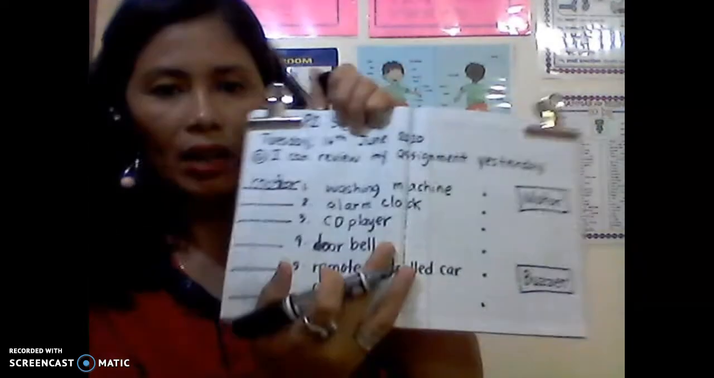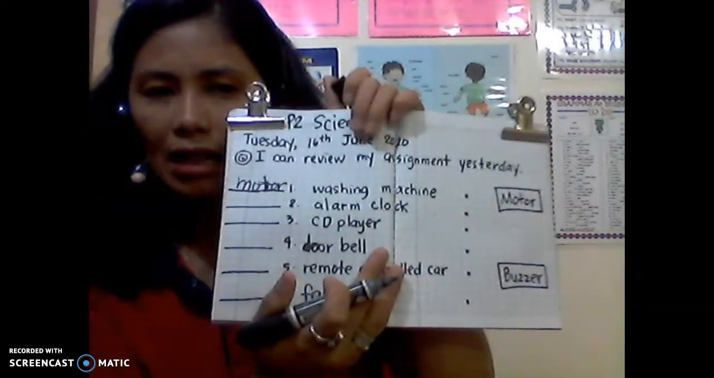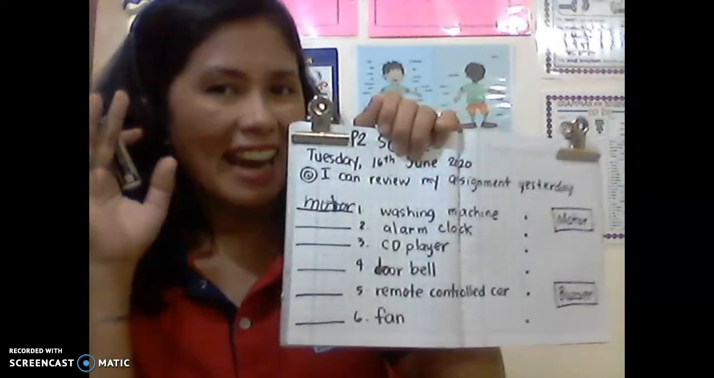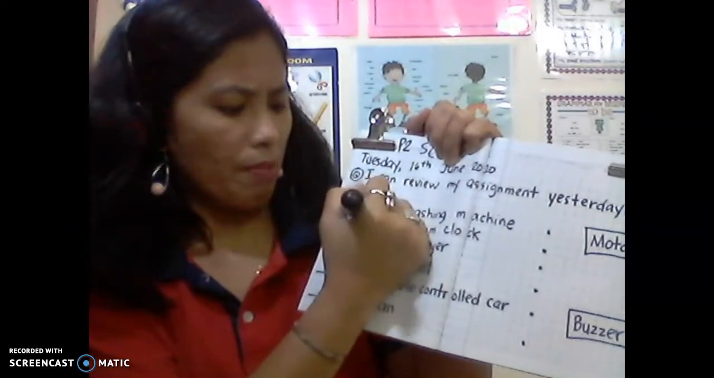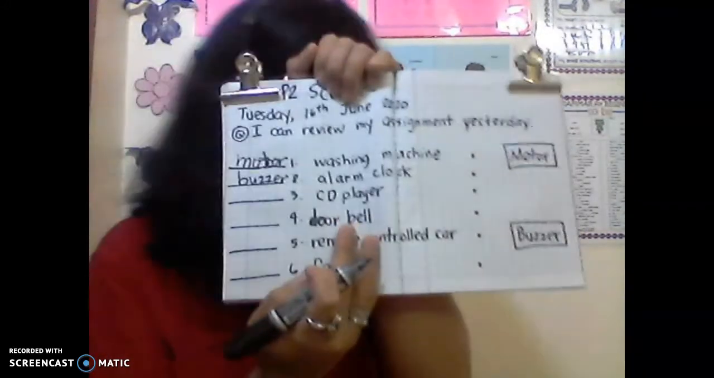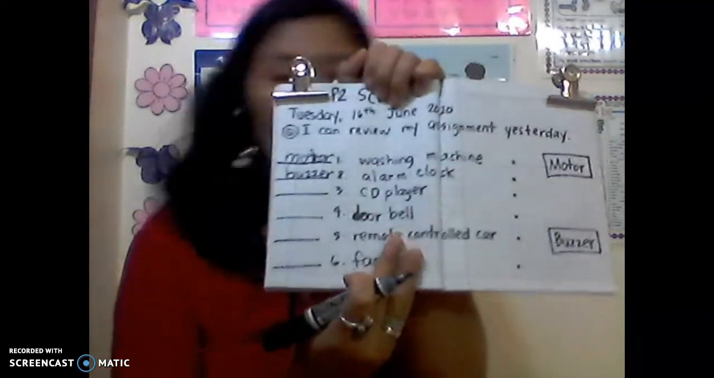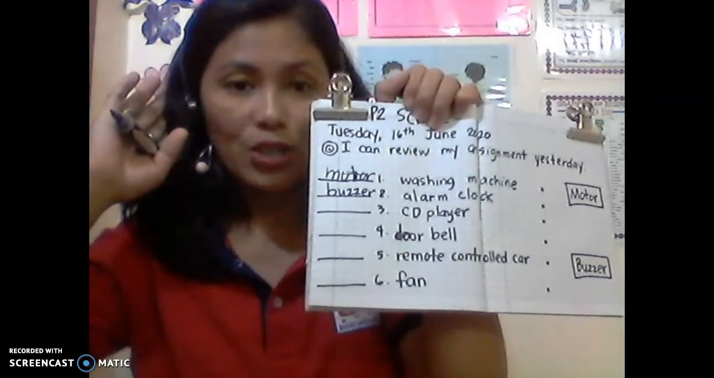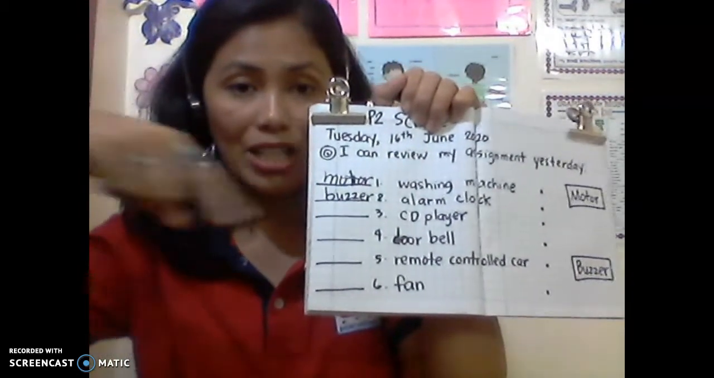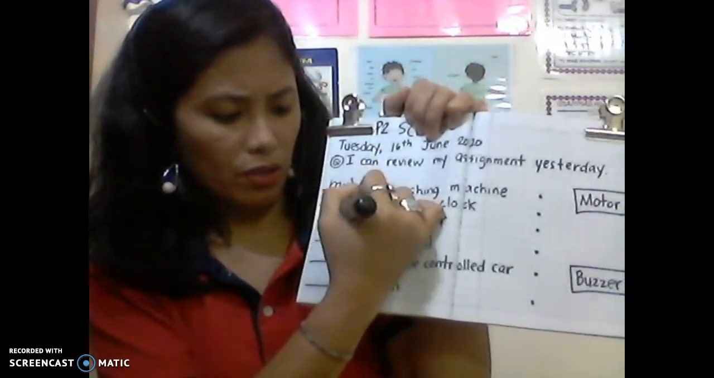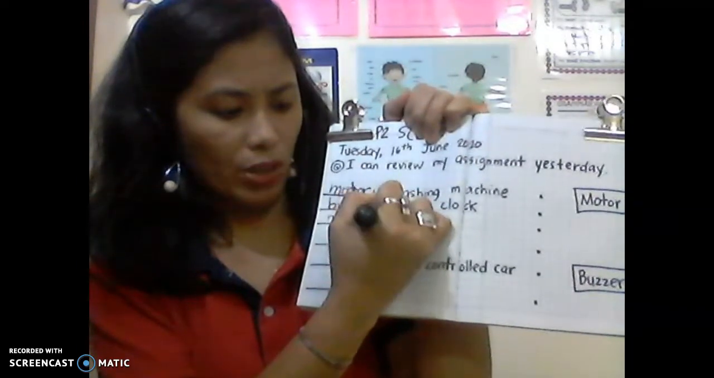Alarm clock. Alarm clock needs to spin or move, or it needs to make sound. And again, if it makes sound, we use buzzer. Buzzer makes sound. How about a CD player? CD player, it needs to spin, to turn around, to move. So we can listen to it so that the CD will play. It has to spin. Right? So a CD player needs motor in order for it to spin, to move.